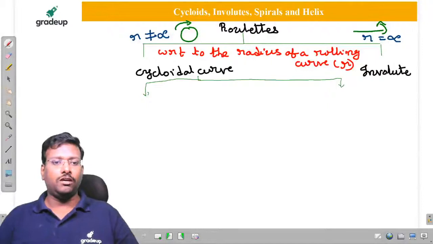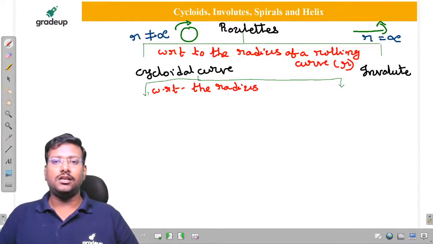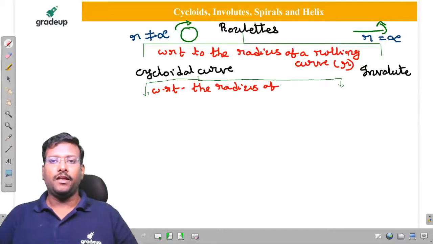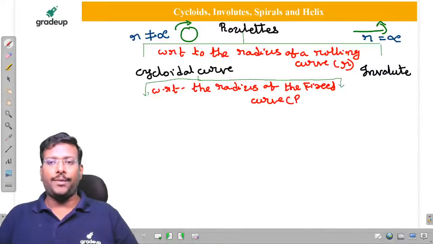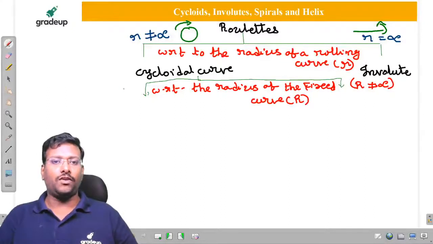With respect to the radius of the fixed curve, that is called capital R. Sir, if capital R is not equal to infinity, if capital R is equal to infinity.